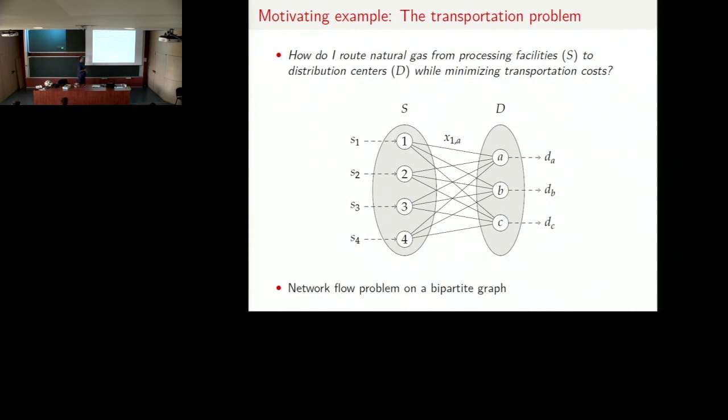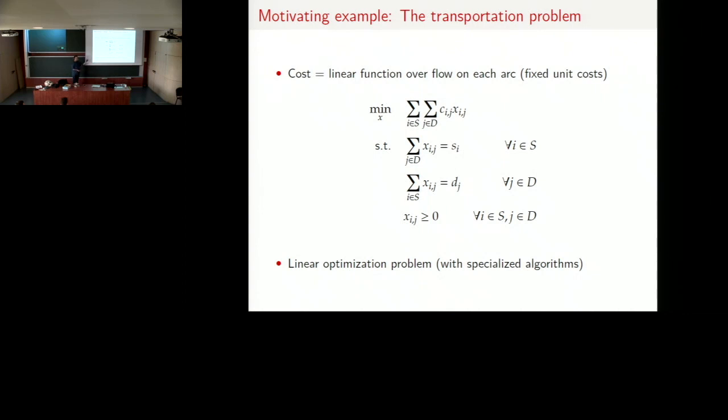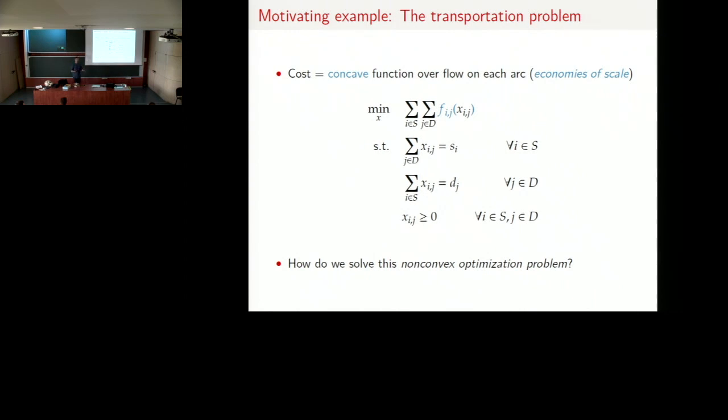So I want to start with a simple example problem. This is something you might have seen before. It's the transportation problem. The idea is you have, let's say, some natural gas, and you want to route it from a set of processing facilities to distribution centers. You have some network that connects them, and you want to do it in such a way that minimizes the actual cost of using the network. In the standard version of this problem, you have a linear objective function, and everything works out nicely. This is a linear optimization problem. We can solve it efficiently. We're done. So I want to make it a little bit more realistic now.